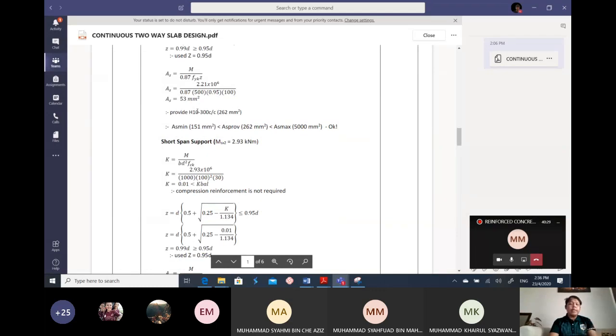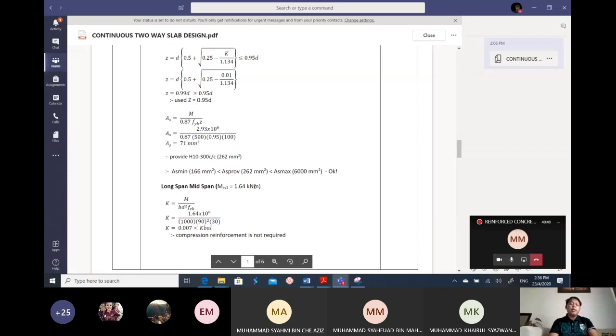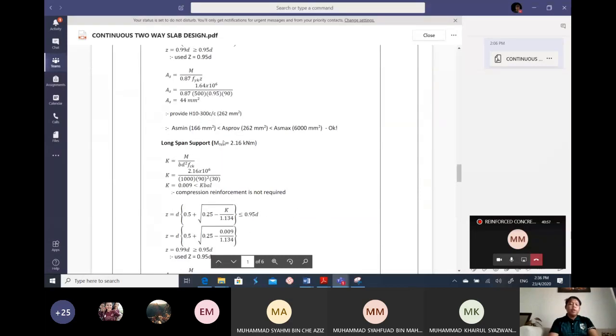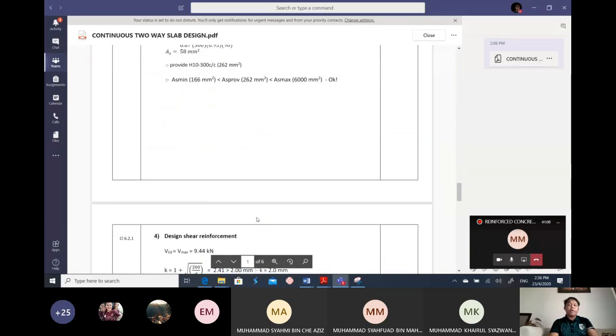The diameter is 10 millimeter, and check it should be between. Okay, the answer should be between the minimum and also the maximum value. And then for the short span support MSX2, you still use DX as your D here. Okay, and then repeat for the long span, and the D that you have to use is DY. Then you calculate for the long span MSY2, the D you use is DY, and then you provide H10 300 center to center. So that is for the main reinforcement.